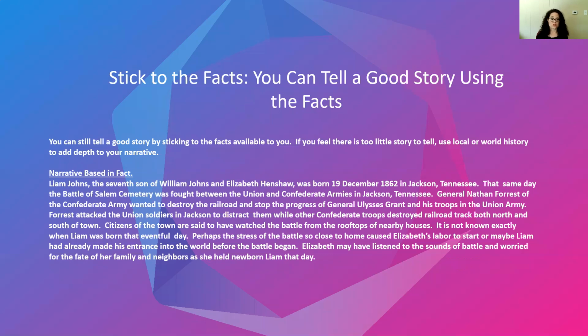So in this, you're not just simply stating the fact that Liam was the son of William and Elizabeth, born this day and in this place. You've still got a good story going on, but you've actually used facts. It's been pulled from local history. And yes, there is still a little bit of surmising, perhaps the stress of the battle, Elizabeth may have, but the difference between this and the previous example is you are pointing out that it is a possibility. You're suggesting feelings that may have taken place that day and that are likely to have happened, but you are not stating it as fact.